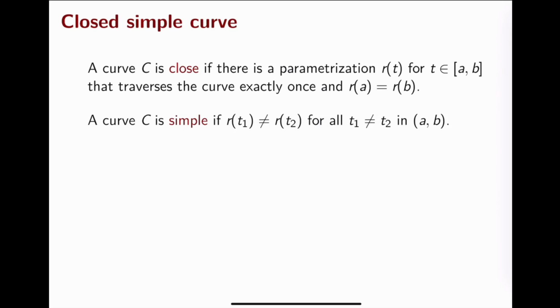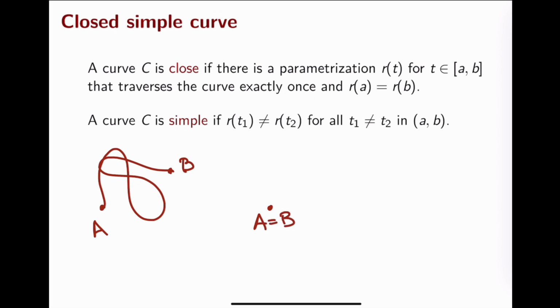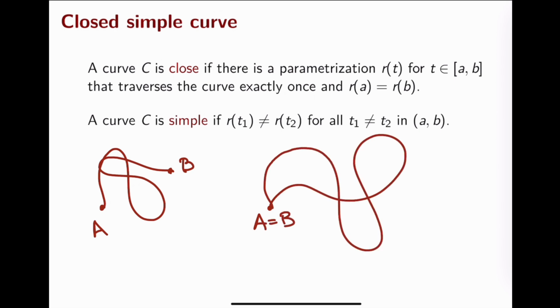We're going to say that a curve is closed when the beginning and the end of the curve coincide. So for instance, if this is the beginning and this is the end of a curve, this curve is not going to be closed. But if the beginning and the end coincide, this curve is going to be closed. And this curve, like this, is going to be closed too. So this will be closed, this will be closed, and this one will be not closed.